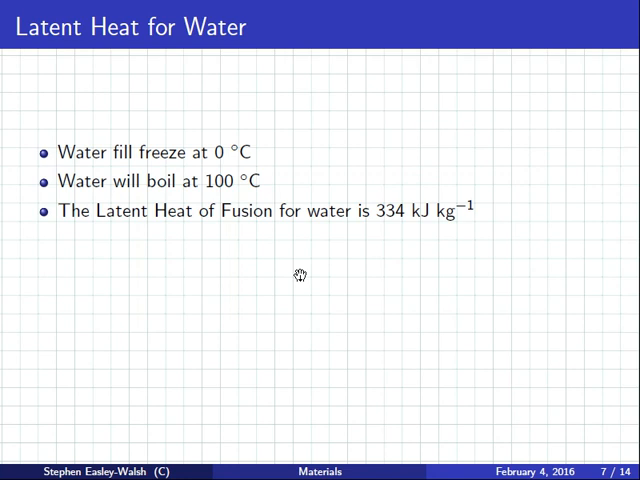The latent heat of fusion for water is 334 kilojoules per kilogram. In other words, if you have a kilogram of ice and you want to melt it into a kilogram of liquid water, that's how much energy you need. So note that value, please. I know you know the freezing and boiling numbers, but the third one I want you to write down.